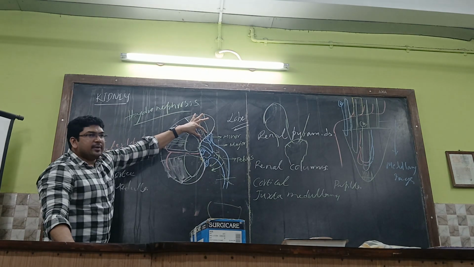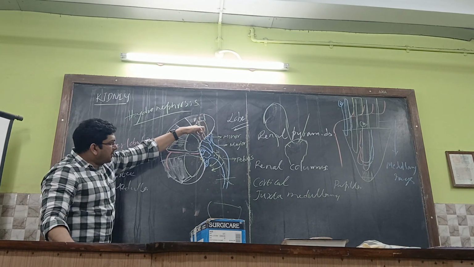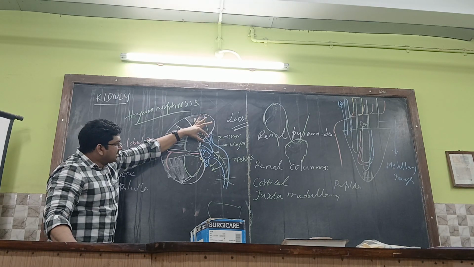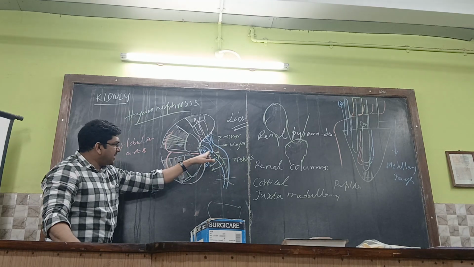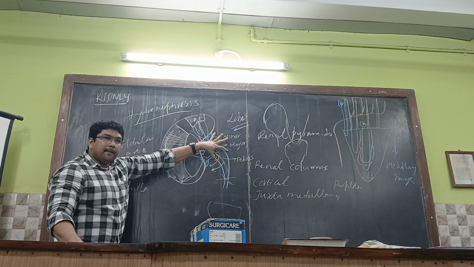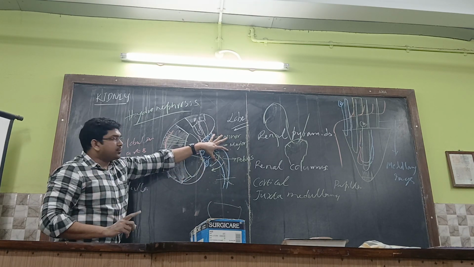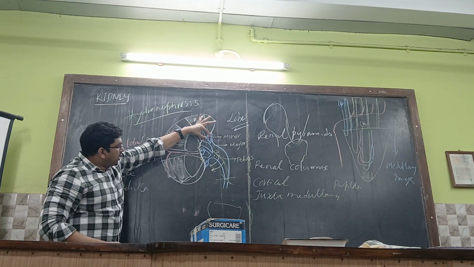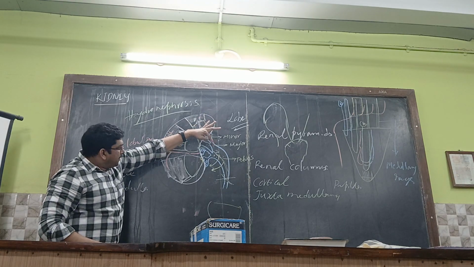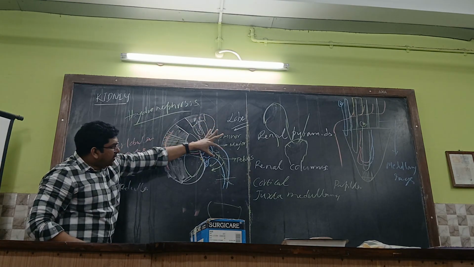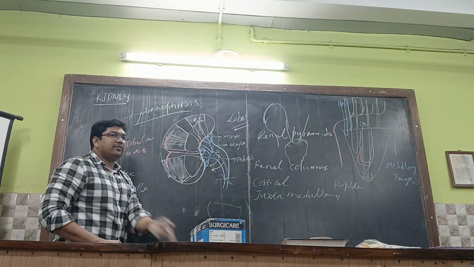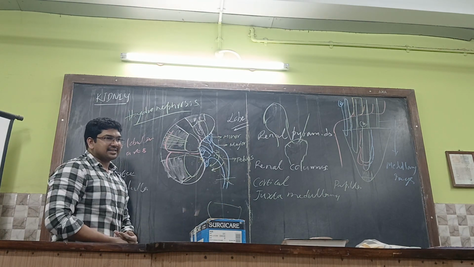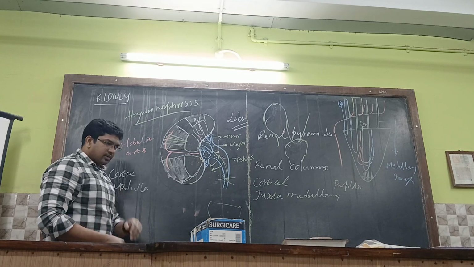So the renal papilla drains the urine into the minor calyces. Those minor calyces join together and form the major calyx, and multiple major calyces join together and form the pelvis of the ureter. This sequence is important. Minor calyces join together and form the major calyx. Multiple major calyces join together and form the pelvis of the ureter, followed by the abdominal and pelvic parts of the ureter. We will be discussing that in the next class. Okay, we'll see the next one.